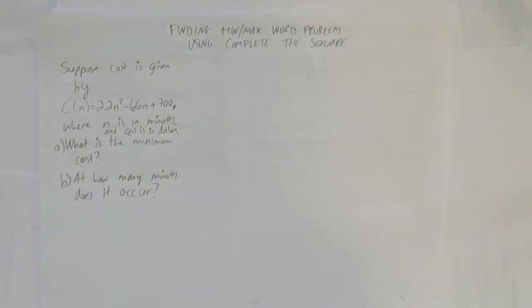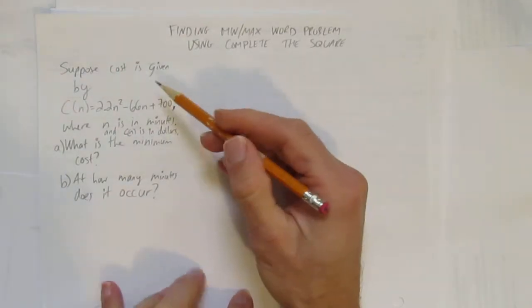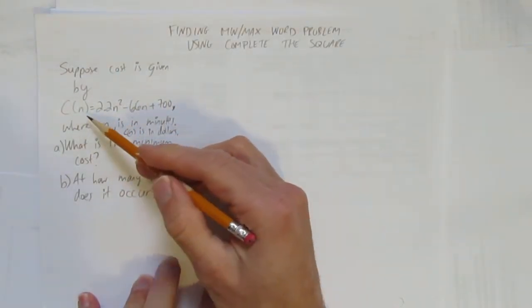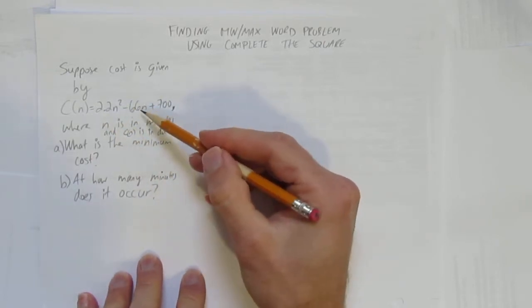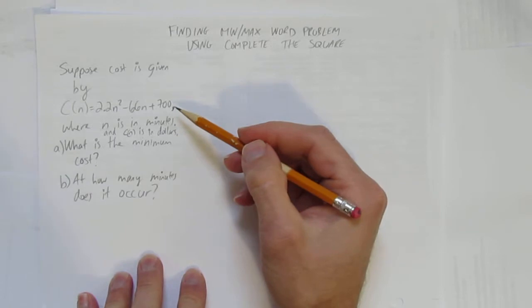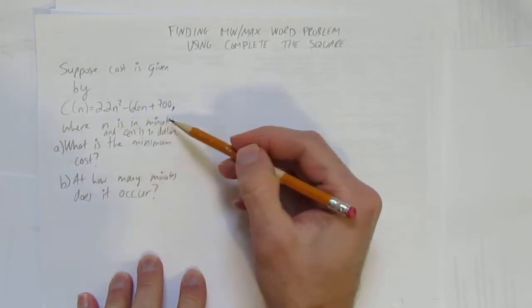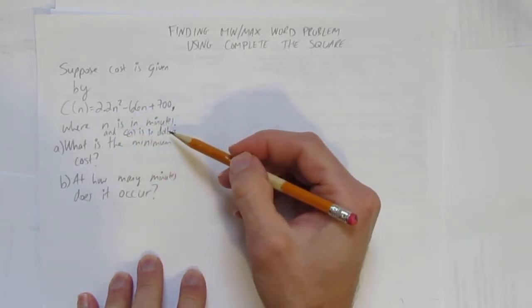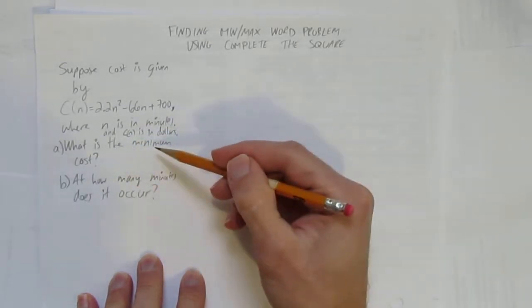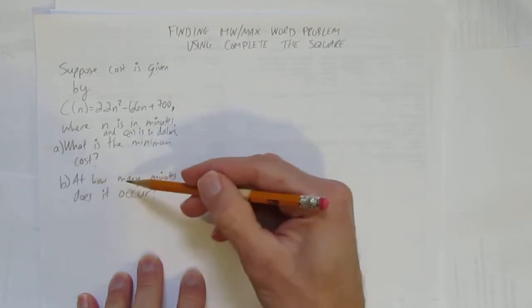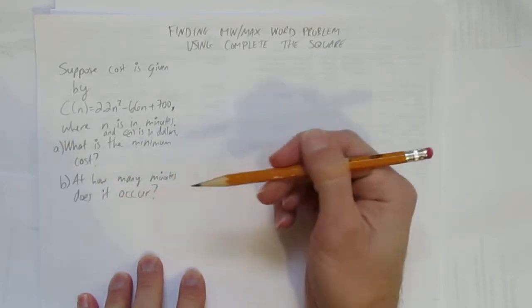In this video, we'll look at finding a min or a max in a word problem using complete the square. Suppose, for example, the cost is given by the equation C(n) = 2.2n² − 66n + 700, where n is in minutes and C(n) is in dollars. The cost at n minutes is in dollars. First, let's find the minimum cost, and then at how many minutes does that minimum cost occur?